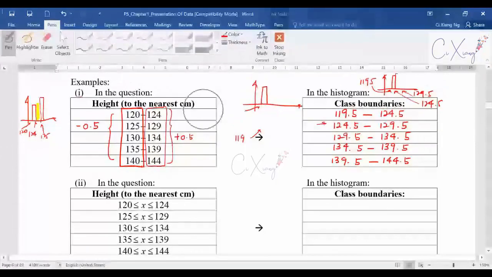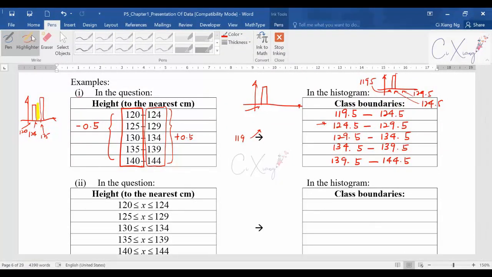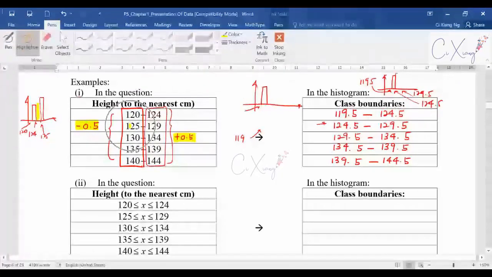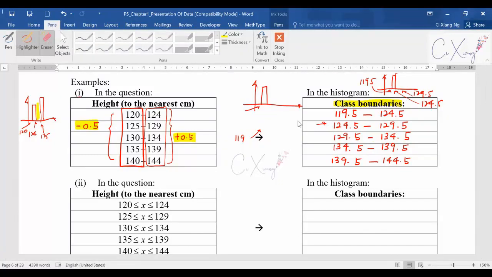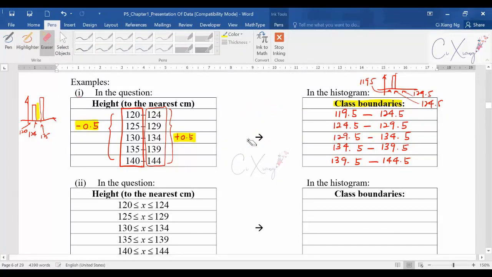So you need to compare. If the original question gives you something like this, because there is a gap between the bars, you have to do the adjustment. Again, how to do the adjustment? All the lower values, you minus 0.5. All the upper values, you plus 0.5. Upper value in the class and lower value in the class. After you do the adjustment, we call these new values class boundaries. The word class boundaries means that when you use the values to draw the graph, there's no gap between the bars.